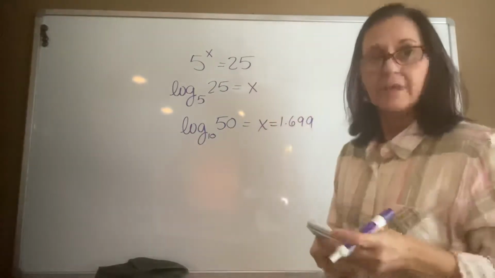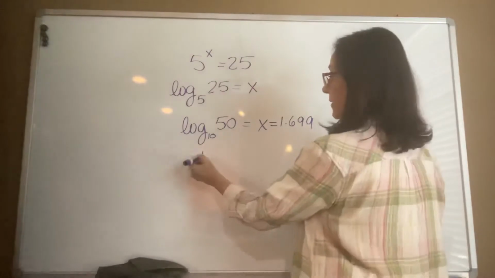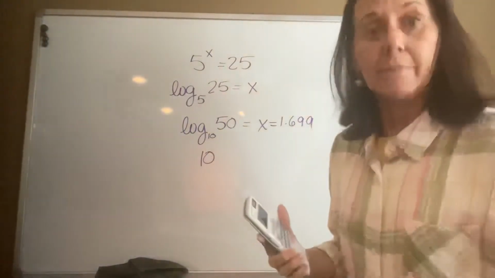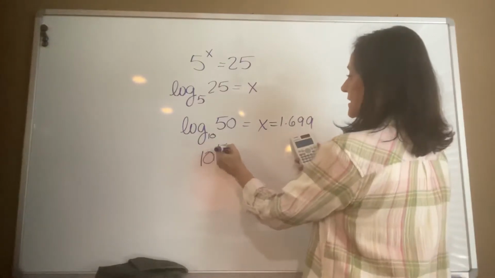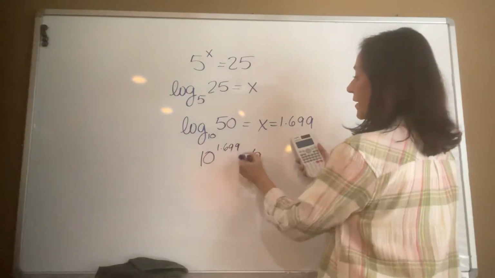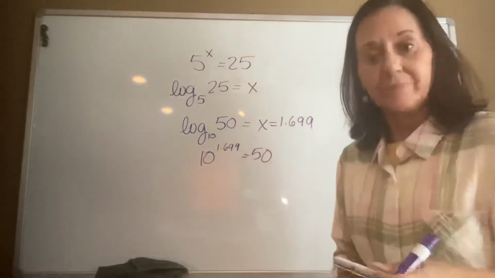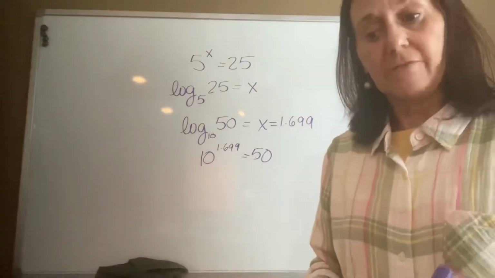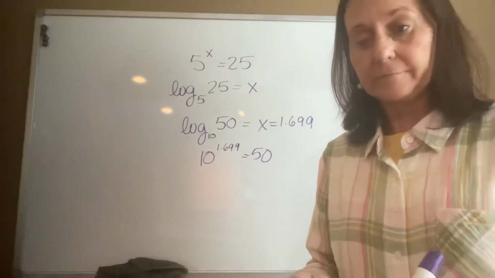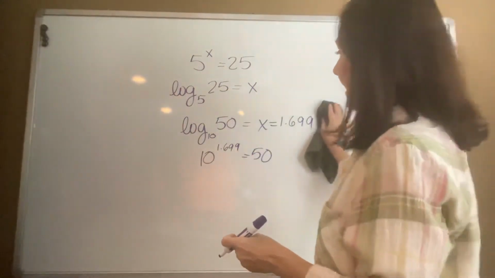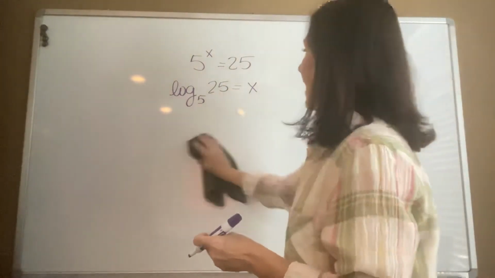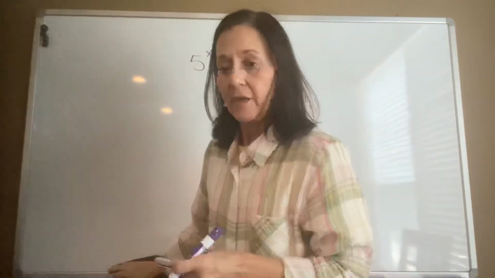1.699. So I could rewrite this in exponential form. My base 10 raised to the 1.699 will equal 50. And you can check yourself, okay? So I can do this with any value I can solve.